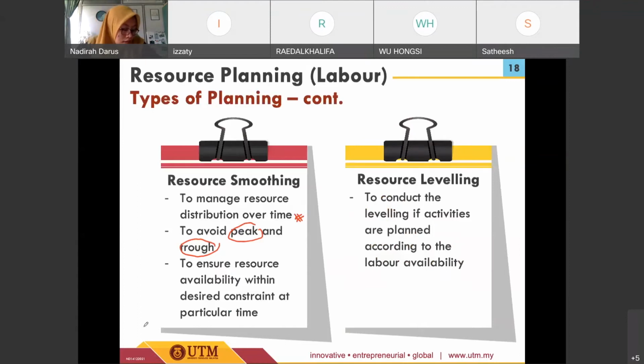After this, I will share with all of you an example for each of these planning, both smoothing and leveling. But before we look at the example or the calculation part, can we have a short break?